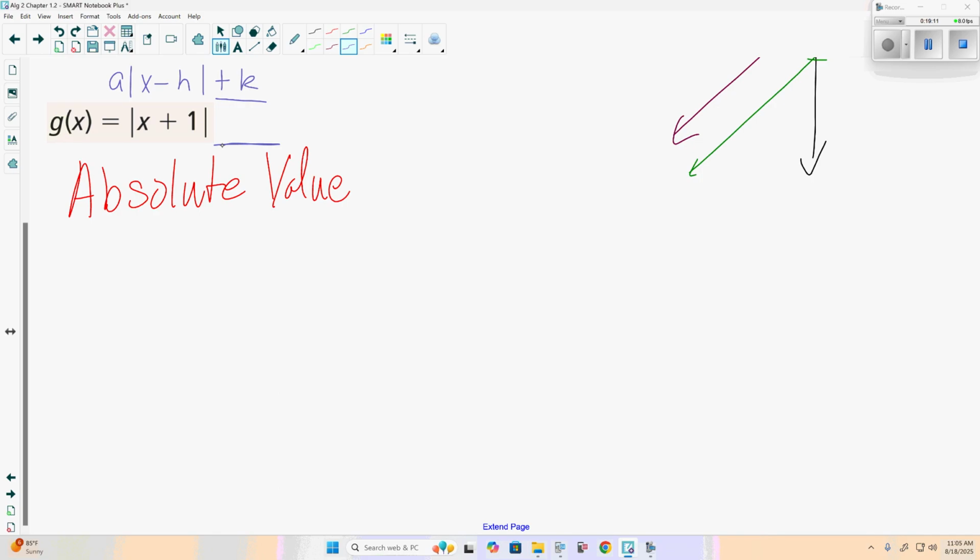But we do have a value in place of what? H. H is telling us it's either moving to the left or to the right. Yes? Now, how far are we moving to the left or to the right? 1. So we're moving 1 unit. Which direction do we think we're moving?